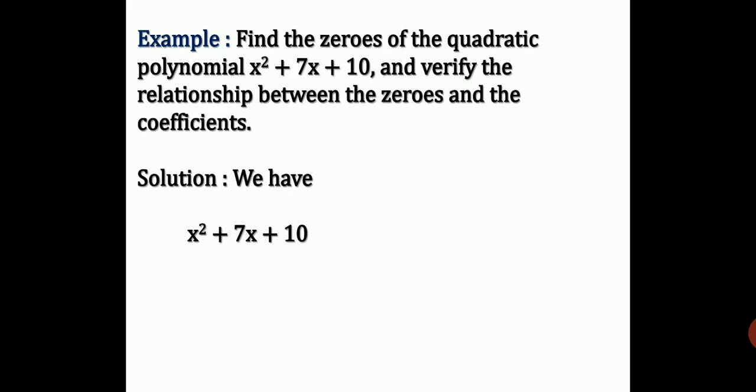What do we do to factorize? We multiply the first term and the last term, that is x square into 10, which is 10x square. We need two factors of 10 whose addition is 7 and multiplication is 10. What are the factors of 10? First is 1 into 10, second is 2 into 5, third is 5 into 2, and last is 10 into 1. There are 4 options, but the combination whose addition is 7 is 2 into 5.